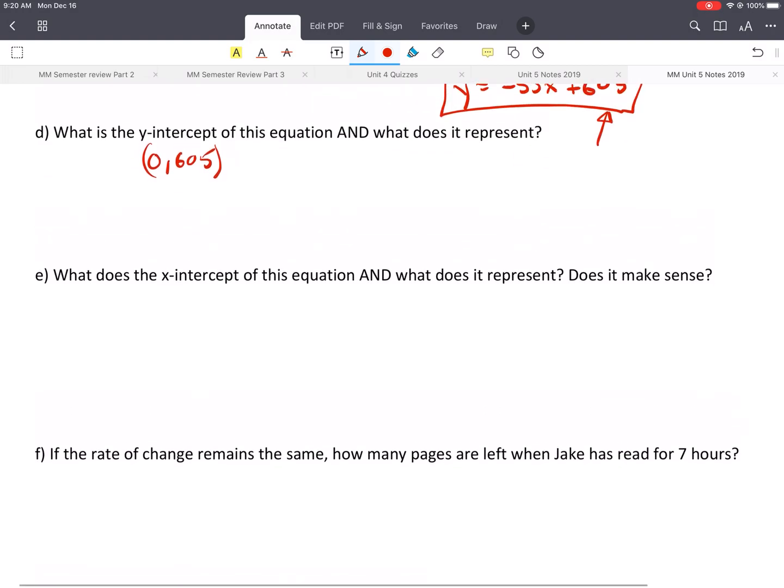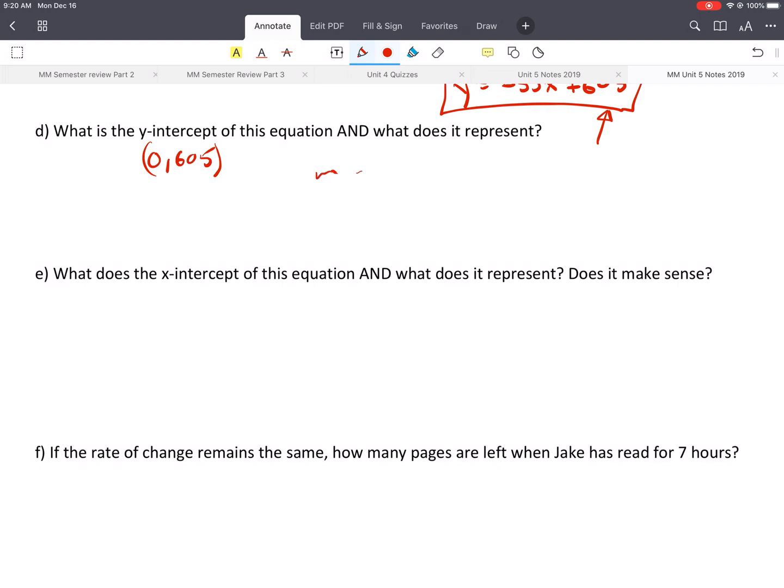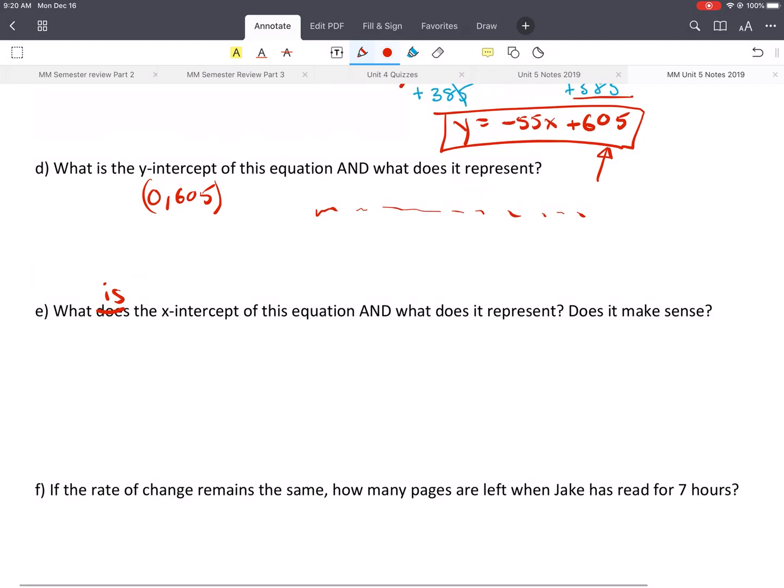All right, so you want to write something. Okay. What is the x-intercept of the equation? And what does it represent? Okay, so again, we've talked about this several times. If you want to find the x-intercept, y is equal to 0. So we'll set y equal to 0, and we'll just solve for x.